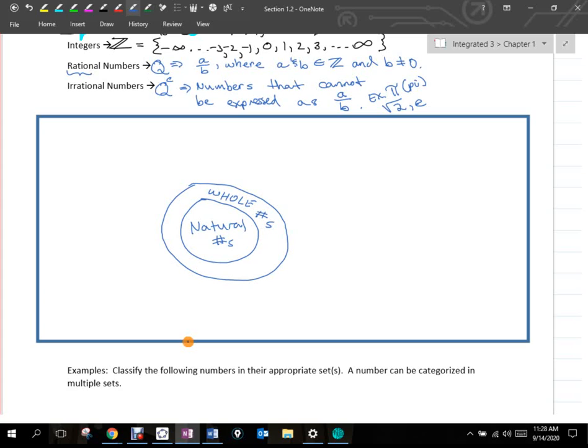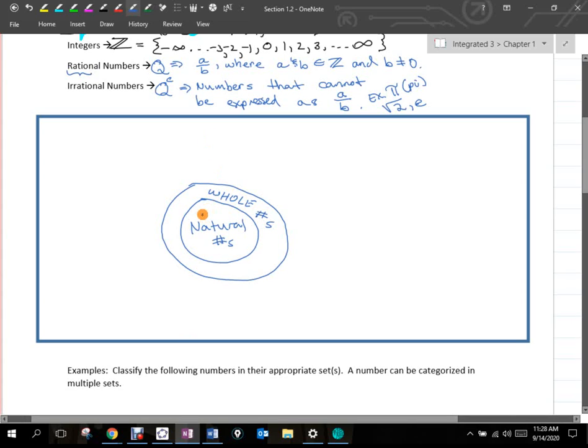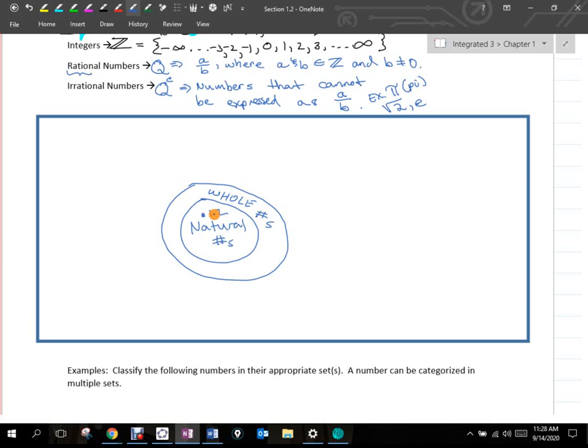So give me a number. Somebody give me a number that does not have a decimal on it. Just give me a 12. Okay, so let's go 12. So 12, I would put maybe right there. Because of its location, it's inside both circles, isn't it? So we would say 12 is a natural number, but it's also a whole number. Does that make sense?